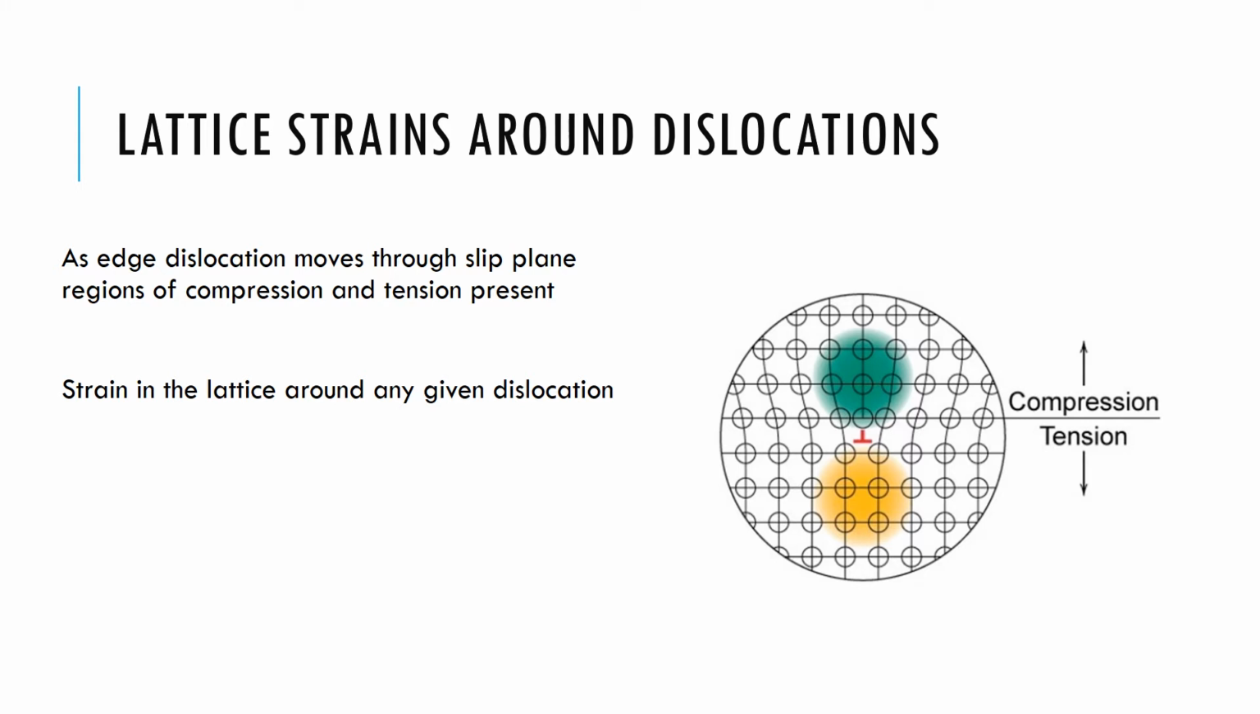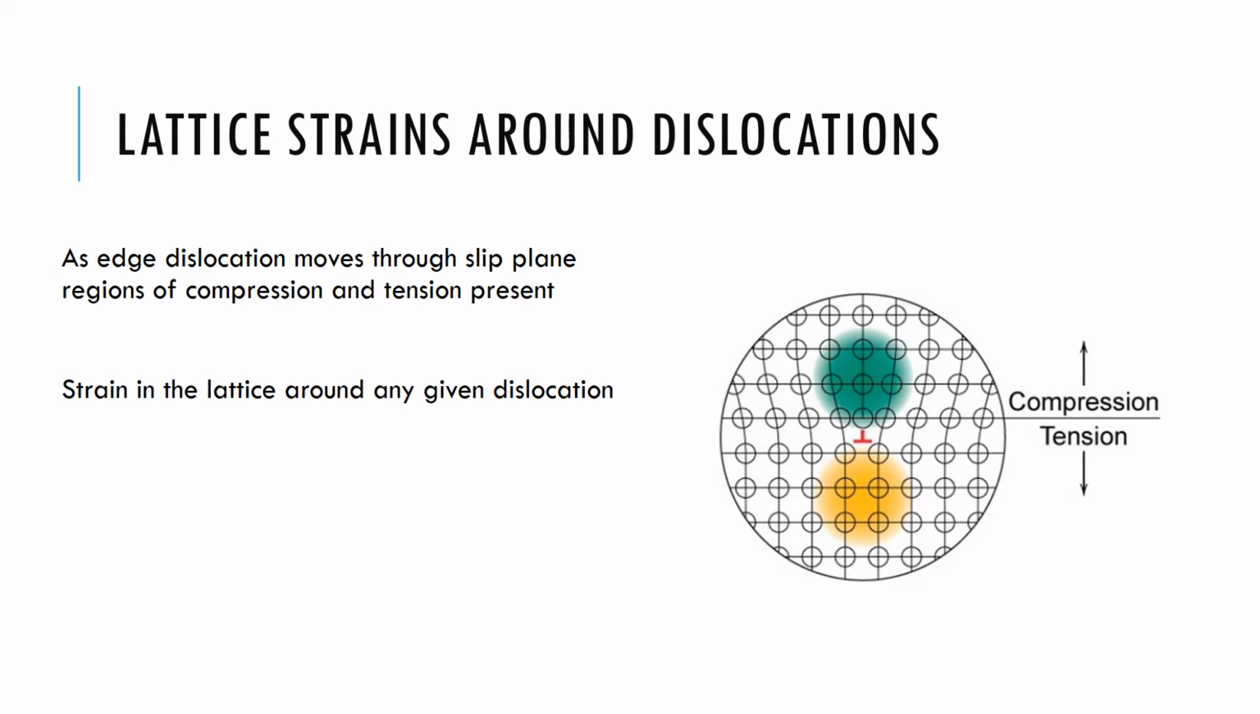So let's consider our edge dislocation again. As that edge dislocation moves through our slip plane, there are going to be regions of compression and tension present. And indeed, there's strain in the lattice around any given dislocation, regardless of what it is.